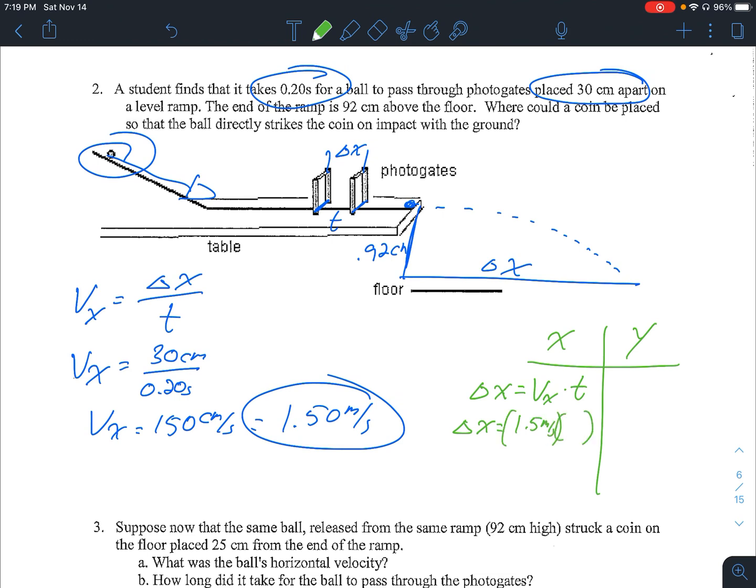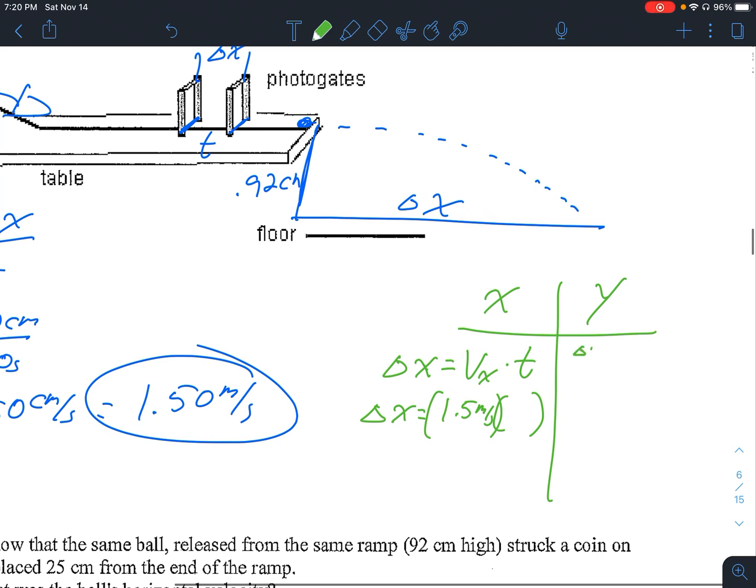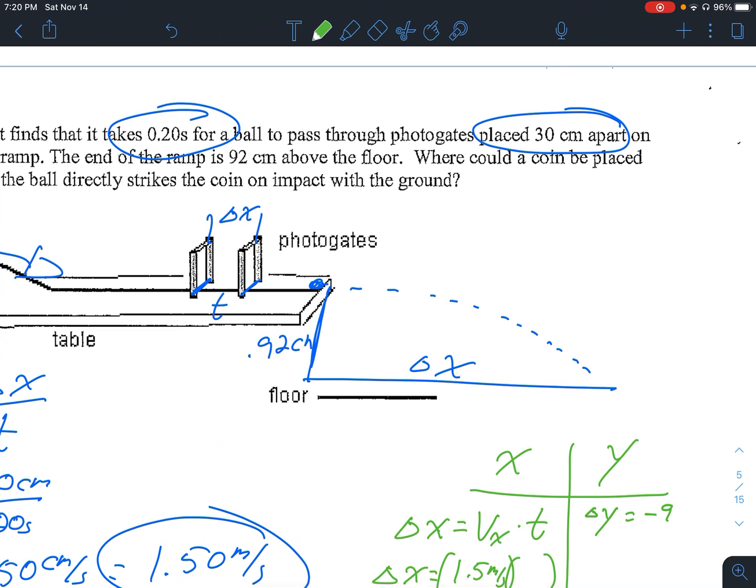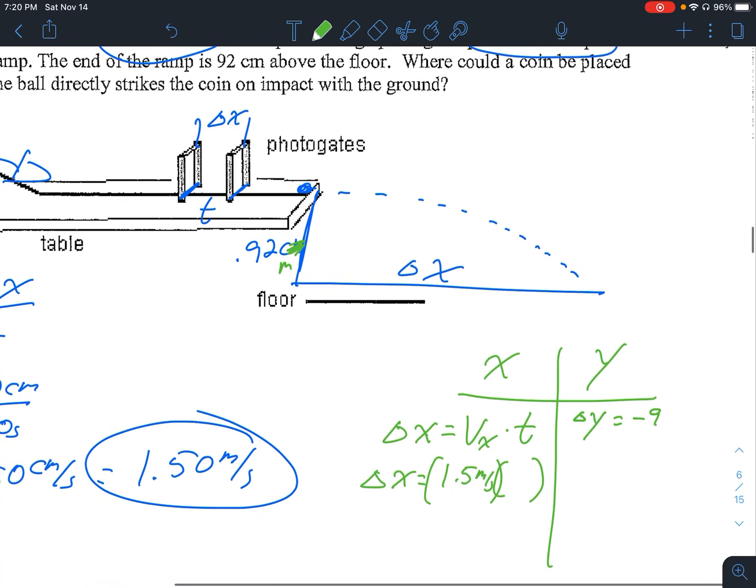We just have to figure out from the vertical part of the problem how long it is going to take the ball to fall, because the time is the same for both x and y directions. So vertically, we know the delta y is going to be negative 0.92. Let's look up here. I made a mistake here, so this should be 0.92 meters, not centimeters. I'm going to convert that to meters simply because we know acceleration is going to be 9.8 meters per second squared, so might as well convert any centimeters that we have into meters.